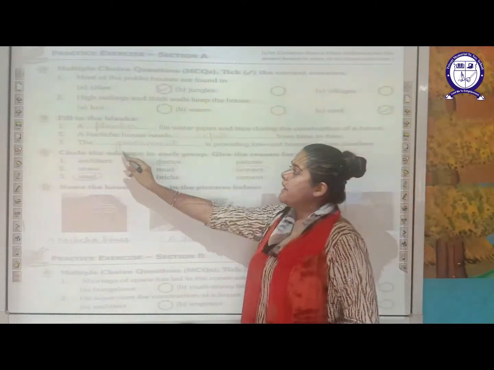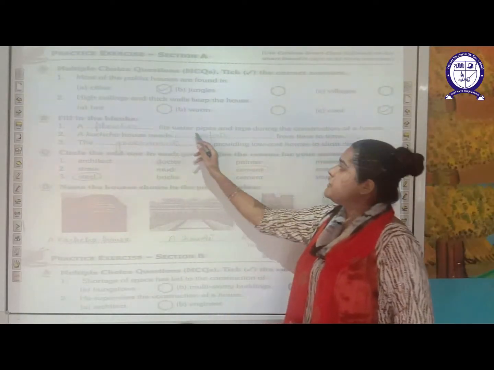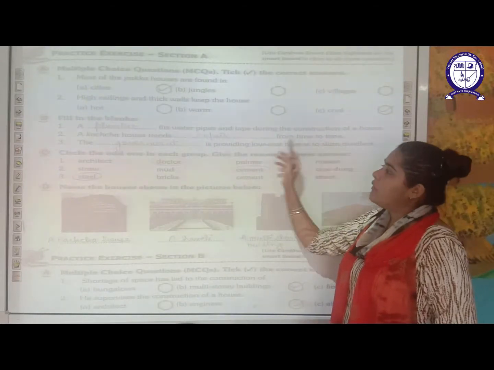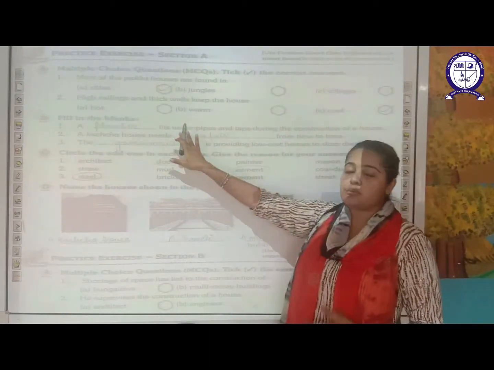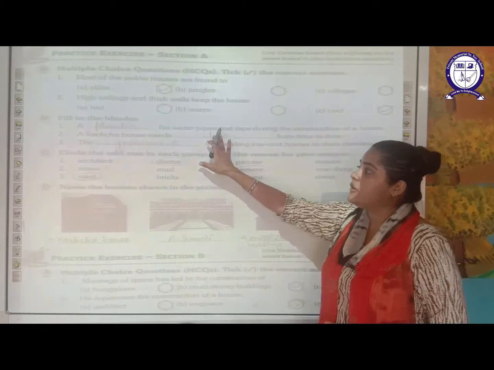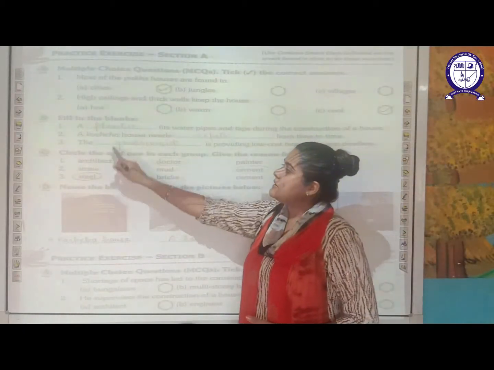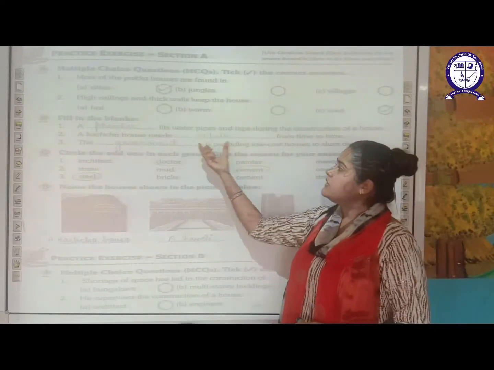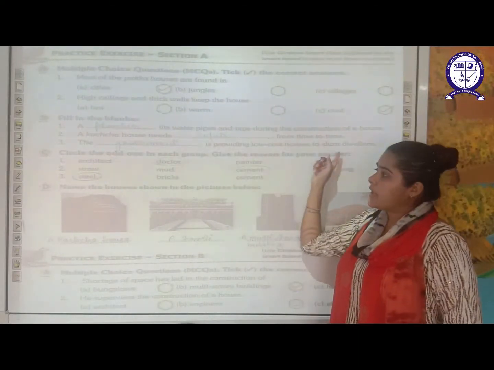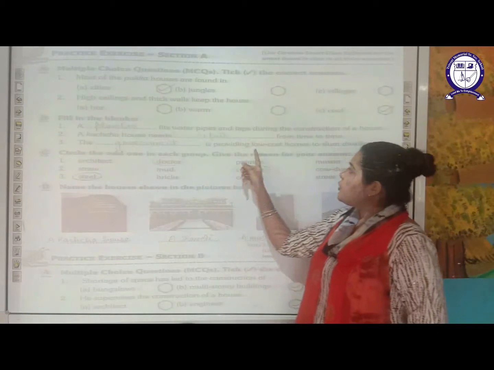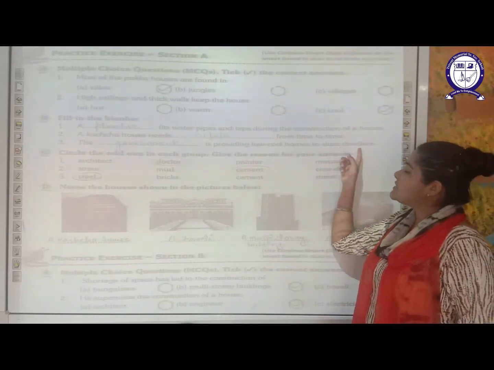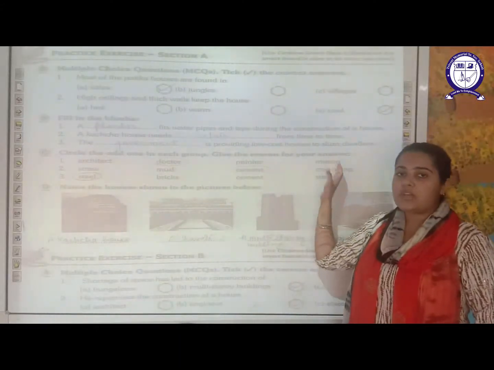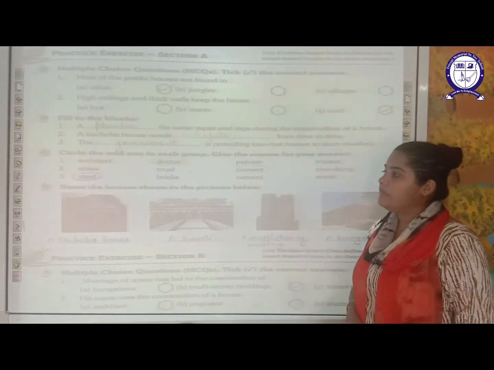Next are the fill in the blanks. First is: a dash fits the water pipes and taps during the construction of the house. Which person is responsible for that? A plumber. Next is: a kacha house needs dash from time to time. A kacha house needs repair from time to time. Next is: the dash is providing low cost homes to the slum dwellers. The government is providing low cost homes to the slum dwellers, those people who live in the slum area.